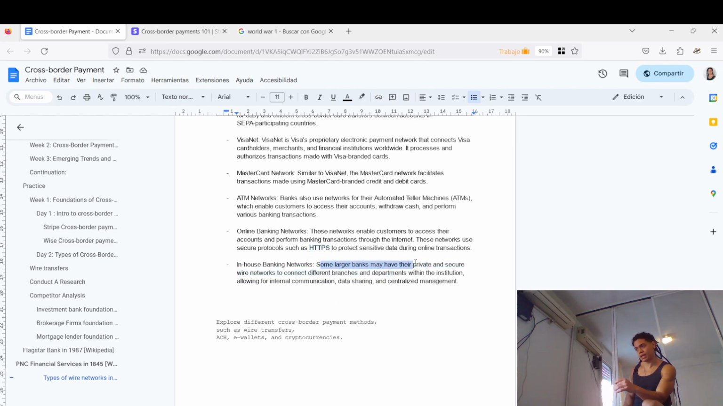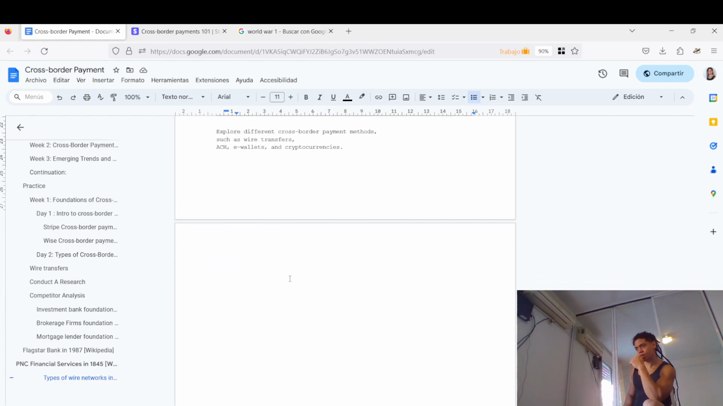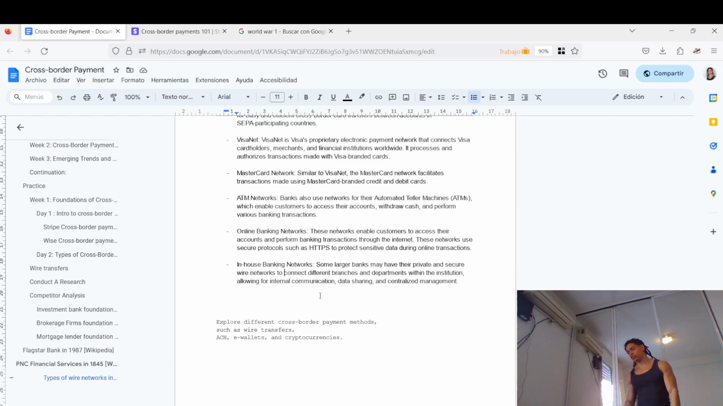Some large banks may have their own private and secure wired networks to connect different branches and departments within the institution. In-house banking networks allow for internal communication, data sharing, and centralized management.